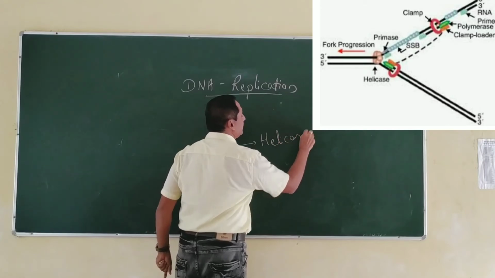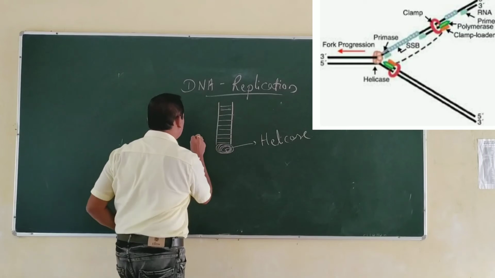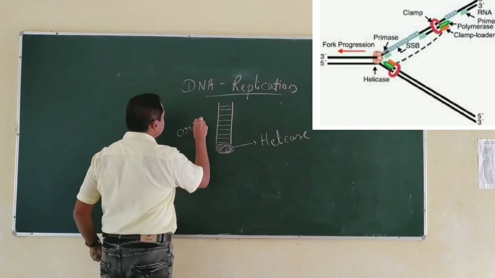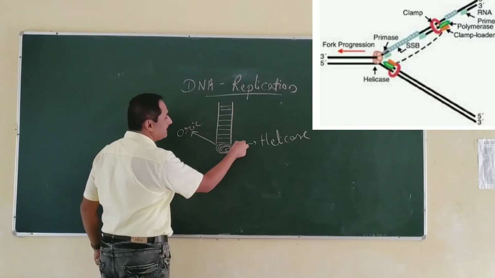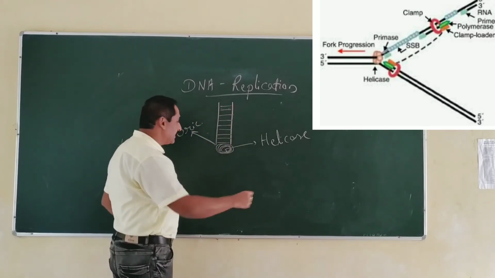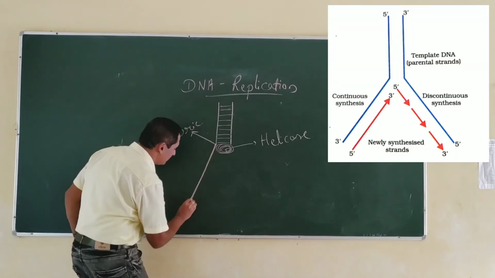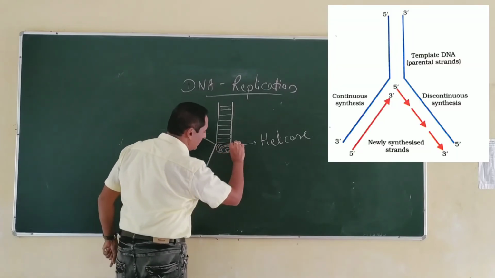Helicase is the enzyme that identifies a specific ori site, or origin of replication, in the double-stranded DNA, where the helicase enzyme attaches and breaks the double-stranded DNA. The double-stranded DNA opens up.